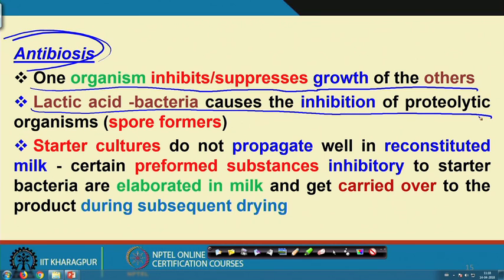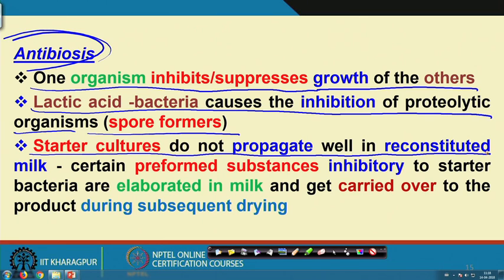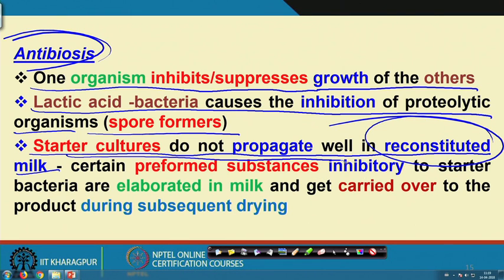Lactic acid bacteria cause the inhibition of proteolytic organisms, that is, spore formers. Starter cultures do not propagate well in reconstituted milk. Reconstituted milk is milk constituted from dry powder: a certain quantity of dry powder is taken and a proportion of water is added and mixed. This is called reconstitution of milk. So, starter cultures do not propagate well in reconstituted milk.